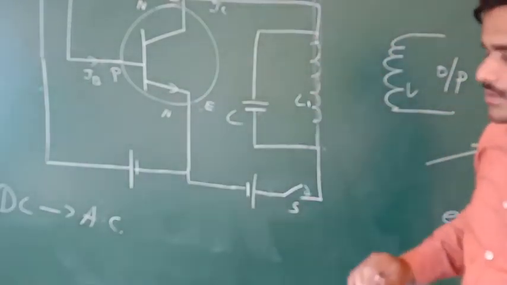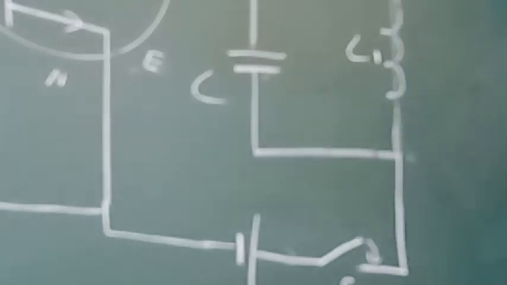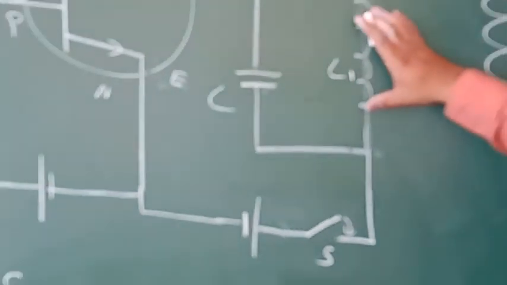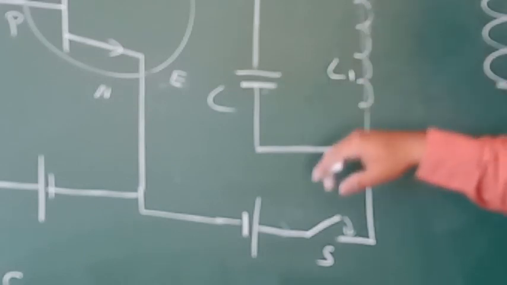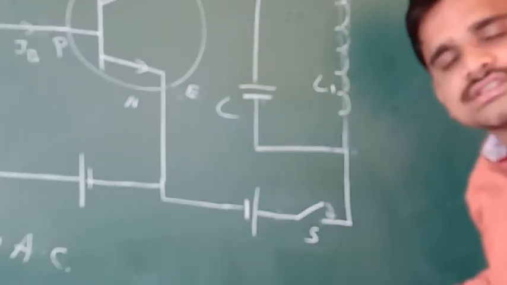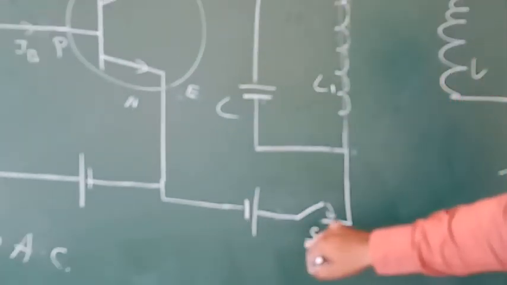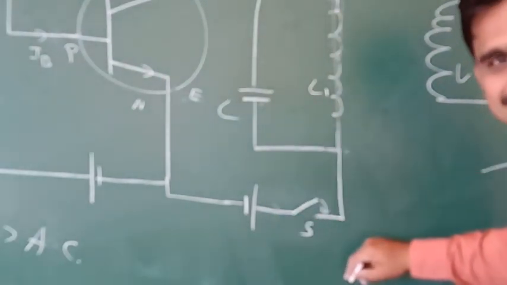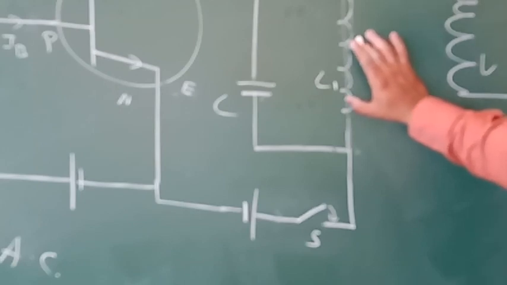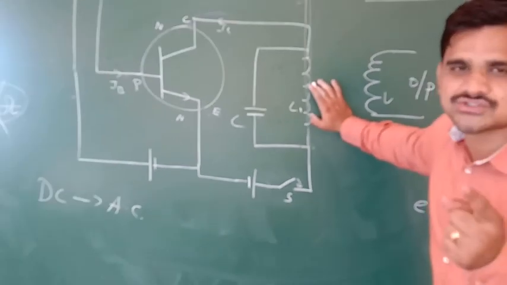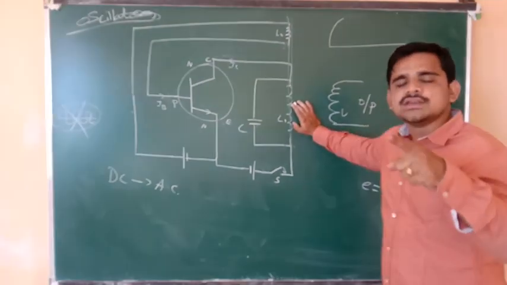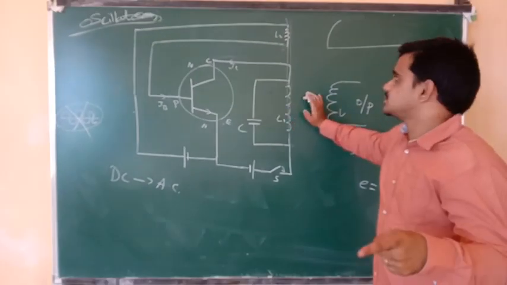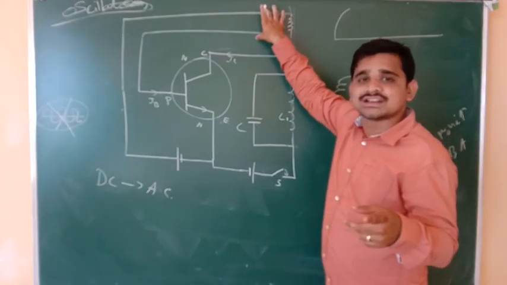One more time, listen. When the switch is closed, the current increases, so there is a change in the field and a change in the flux, and EMF is induced here. After some time, the current in the circuit becomes constant because it's a DC source. When there is no change in the current, there is no change in the field. When there is no change in the field, there is no change in the flux, and so no EMF is induced here.